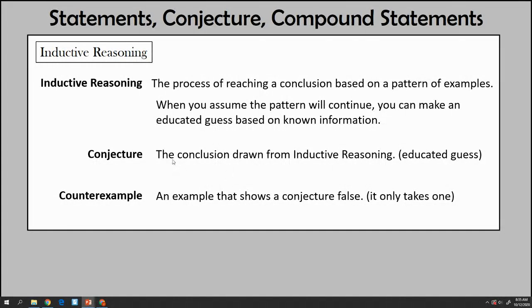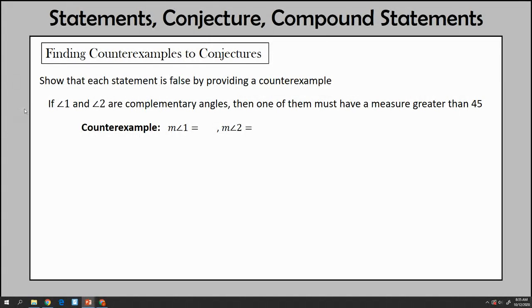And what we're going to be working on today is looking at these conclusions, which we call conjectures, and determining whether we can find a counterexample to prove it false. Okay, for example here, show that each statement is false by providing a counterexample. Okay, so someone made this up as a conjecture.